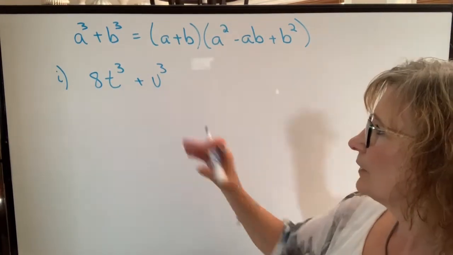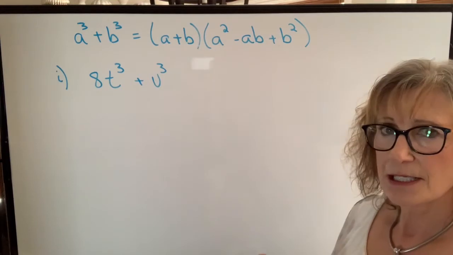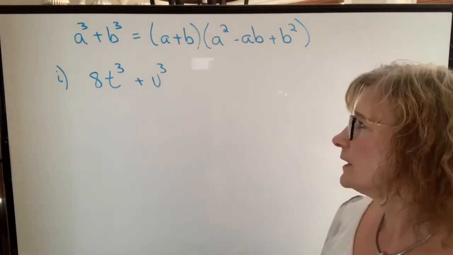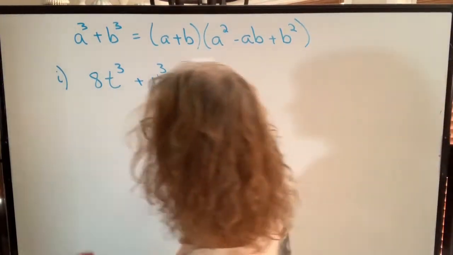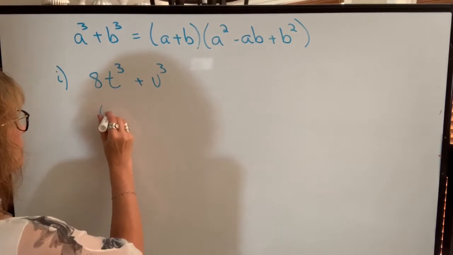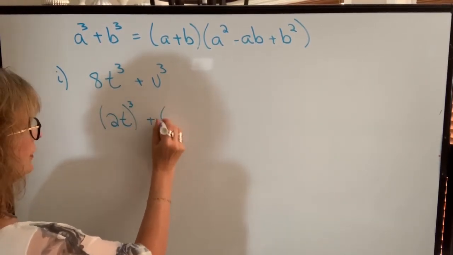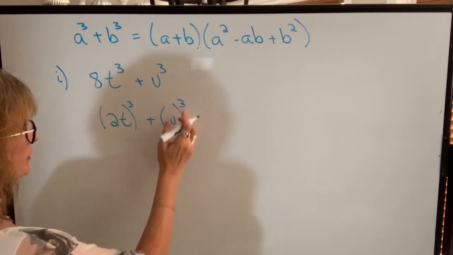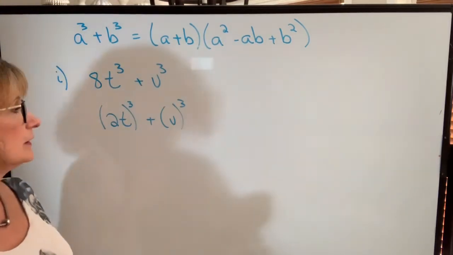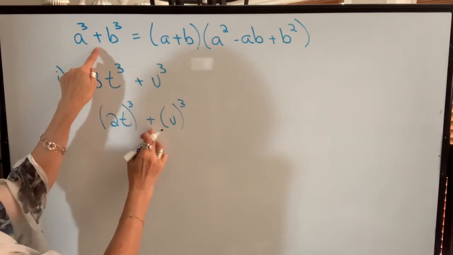Our first example, you may find it easier when you're asked to do these factoring questions to express them as perfect cubes before you start. So in this case, I know that 8 is 2 cubed, so I can express this term as 2t cubed. And you can think of this as v cubed. The brackets aren't necessary, but it just might help you see what I'm doing in the example. Now it fits this pattern. I have something cubed plus something cubed.